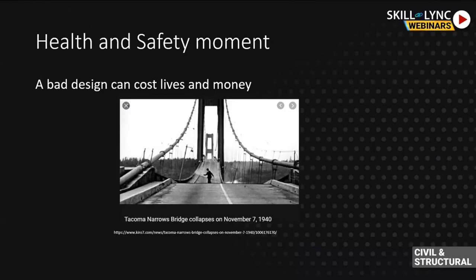And today I pick something you might be aware of, the Tacoma Narrows Bridge collapse. If you haven't seen this video, please do Google it. You'll see how this bridge collapses due to the wind. And basically, it was a close save for this person whom you can see on the screen. But a bad design can cost lives and money. Money is fine, it's still recoverable, but something like a life cannot be measurable. So you have to be very vigilant while designing any structure, any civil thing.